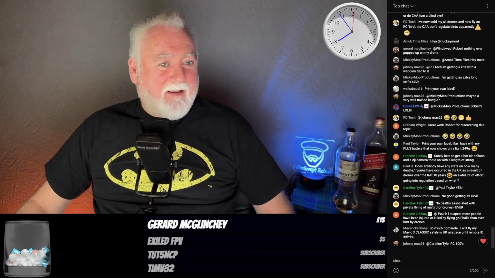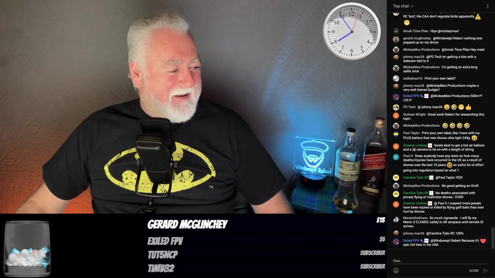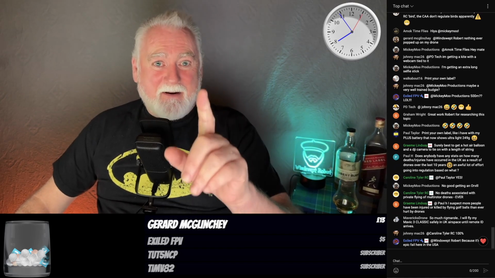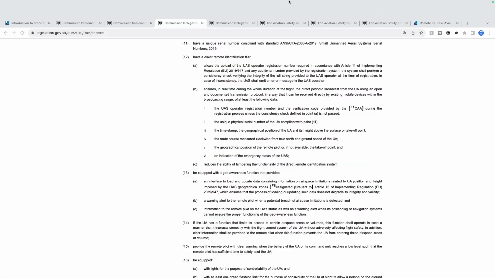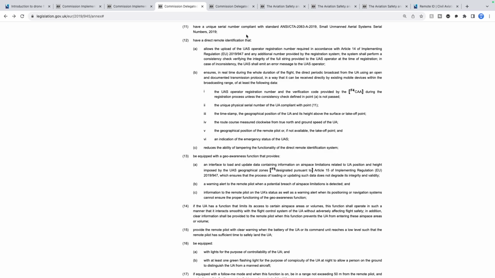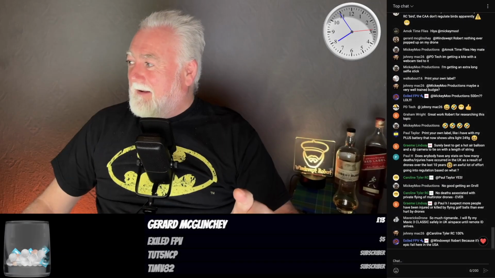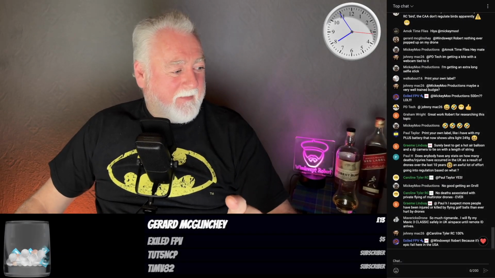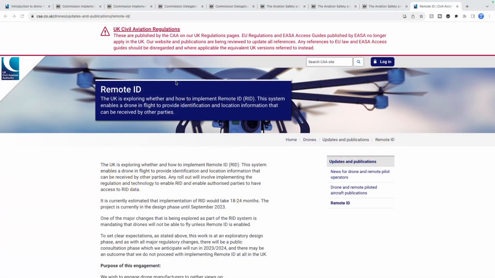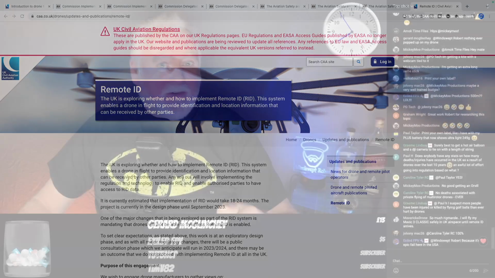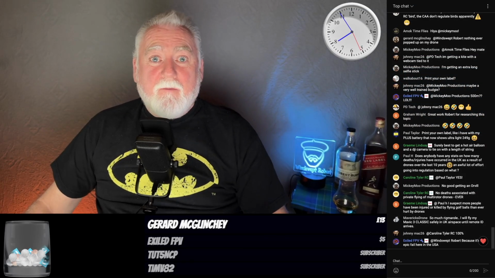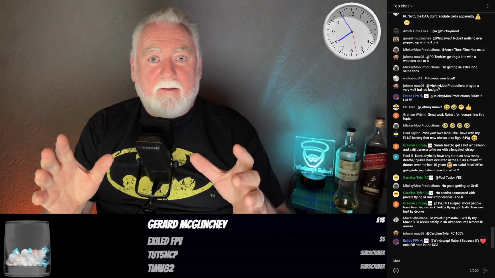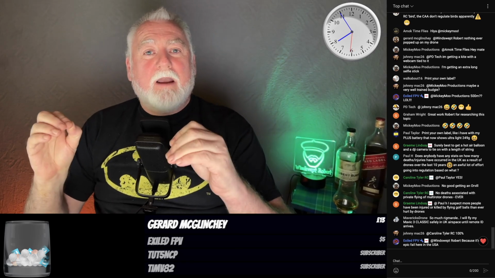So it's telling you that you must comply with paragraph 12, which is have a direct remote identification. But the CAA are telling you that they're exploring how to implement remote ID, which means they don't yet have a system. They're still exploring how to implement it. So therefore, you cannot comply with it.